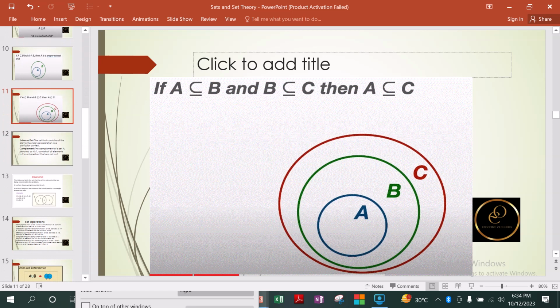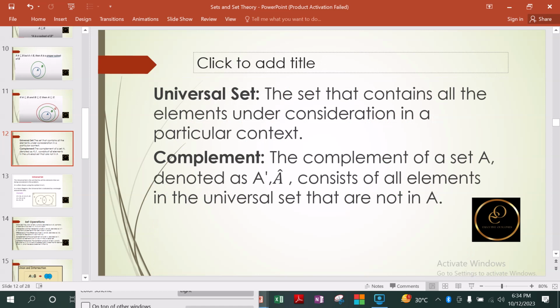Okay, so we move on to look at another type of set, which we call a universal set. These are terminologies which you will be confronted with as you deal with sets. The universal set is simply one that contains all elements under consideration in a particular context. That's what I've said there. It is a summation of all elements to be considered, in other words. That's what we call a universal set.